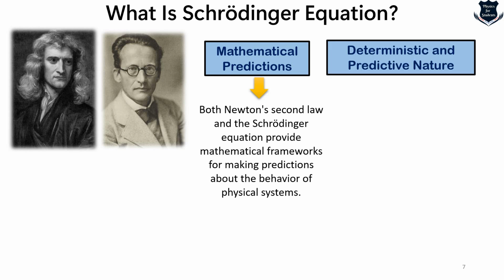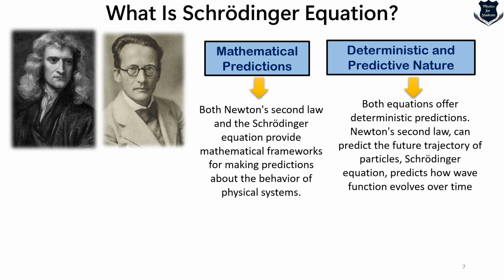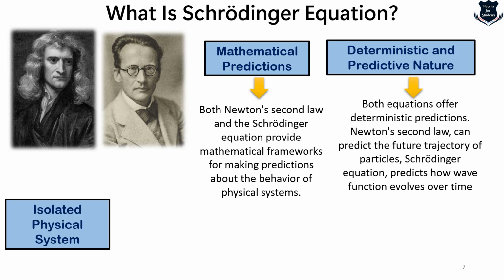The next thing which is very striking is that both of them have a predictive nature. So both equations offer deterministic prediction. Newton's second law, when given the initial conditions of a classical system, can predict the future trajectory of a particle. Likewise, the Schrodinger equation, when provided with an initial quantum state of a system, predicts how the wave function will evolve over time, offering insights into the quantum behavior of particles.